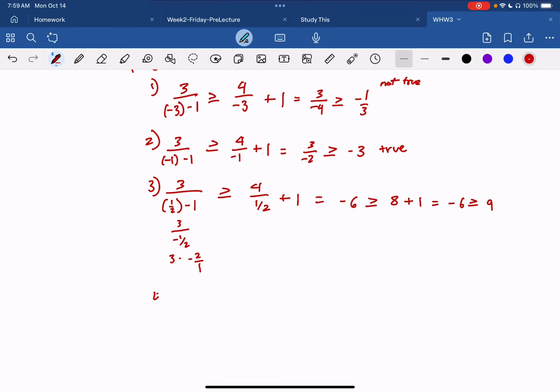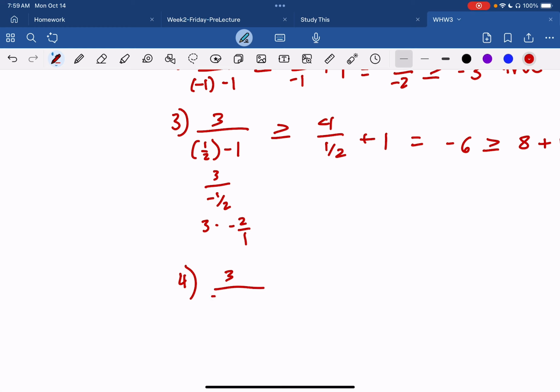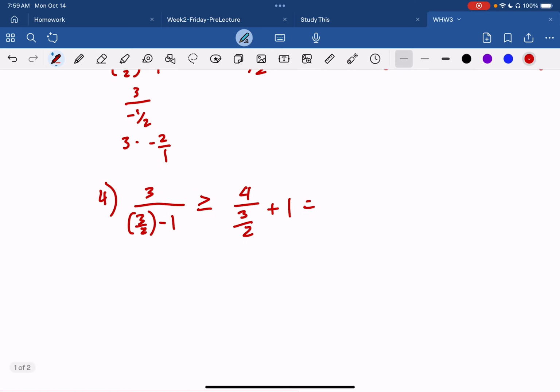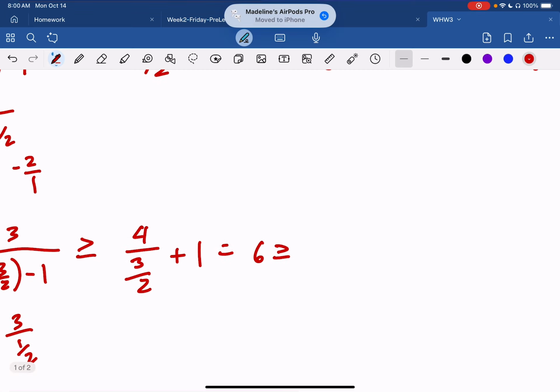Now we plug in 3/2. So I did 3 over 2 minus 1 greater than 3 over 2 plus 1. Then I do, this is saying this is 3 1/2. So it'd be 6, but probably this time.